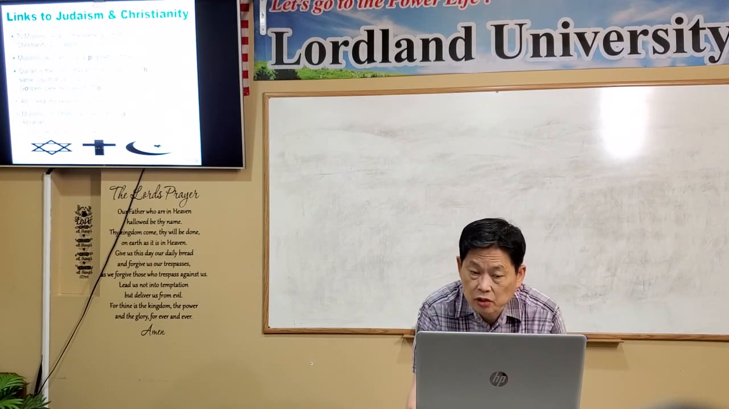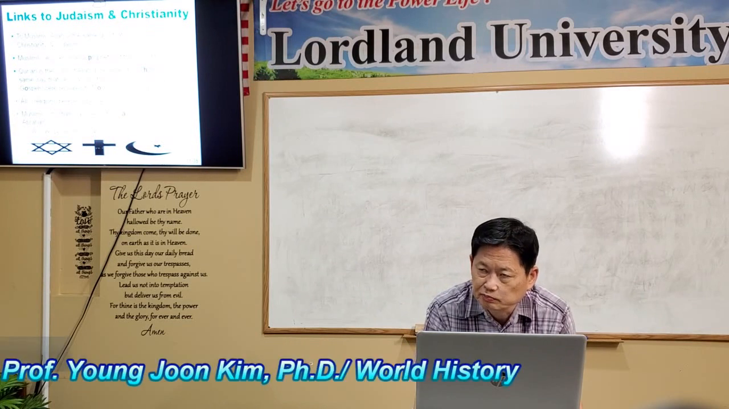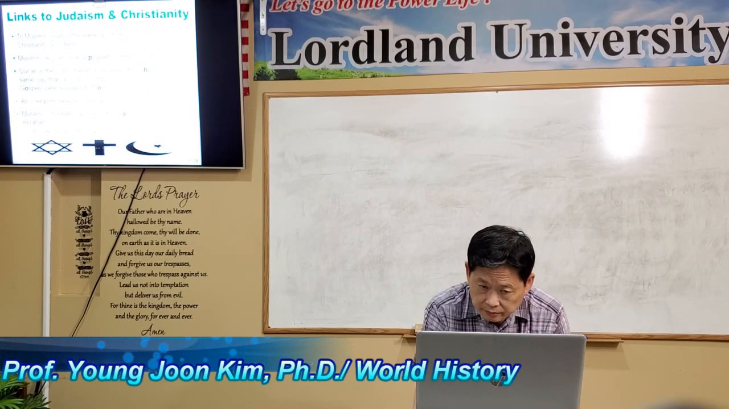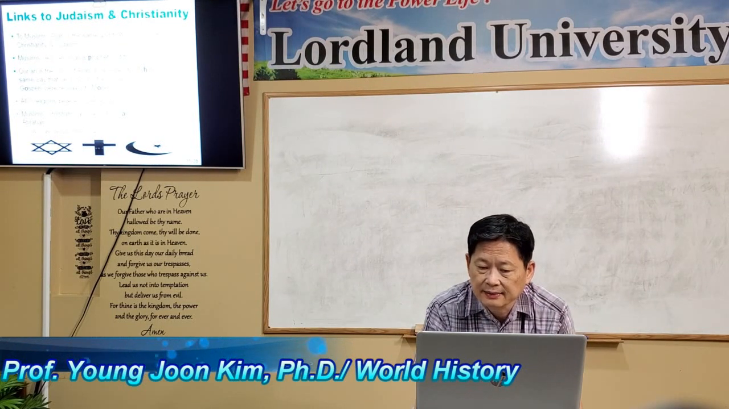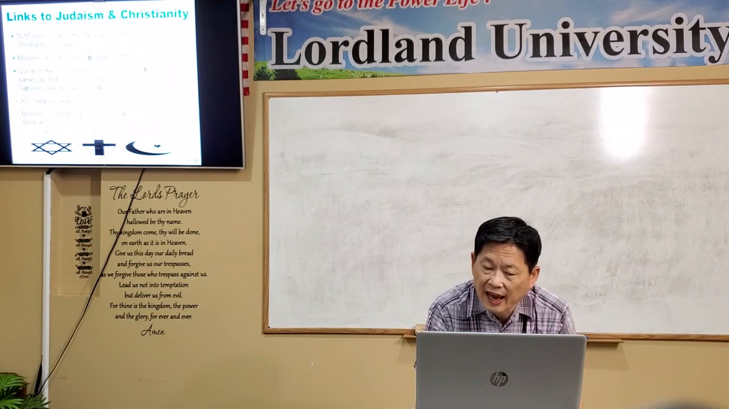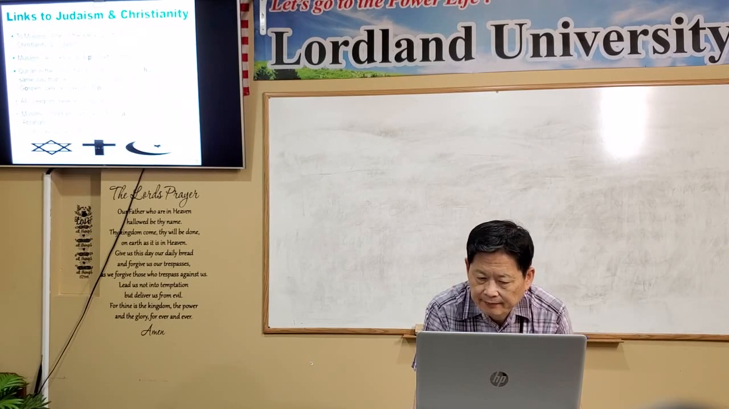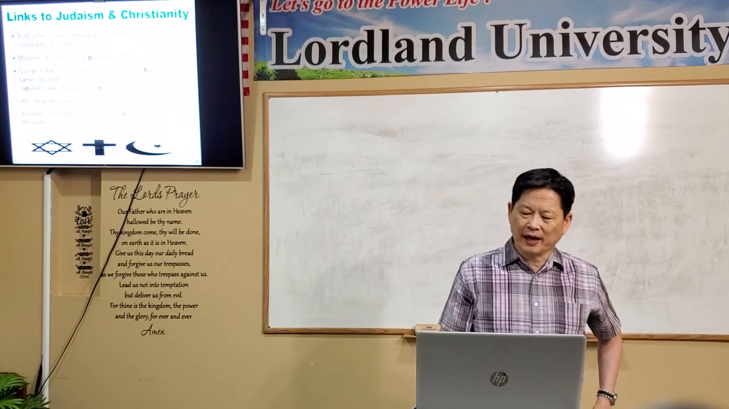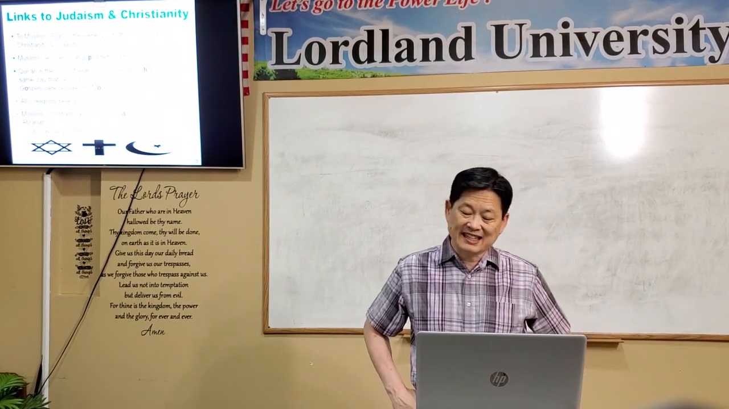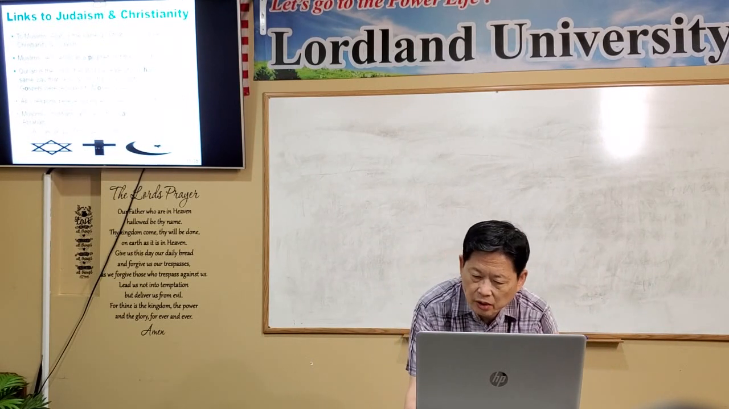Links to Judaism and Christianity. To Muslims, Allah is the same God that was worshipped in Christianity and Judaism. Muslims view Jesus as a prophet, not the Son of God. The Quran is the word of Allah as revealed to Muhammad, in the same way that Jews and Christians believe the Torah and Gospels were revealed to Moses and New Testament writers.